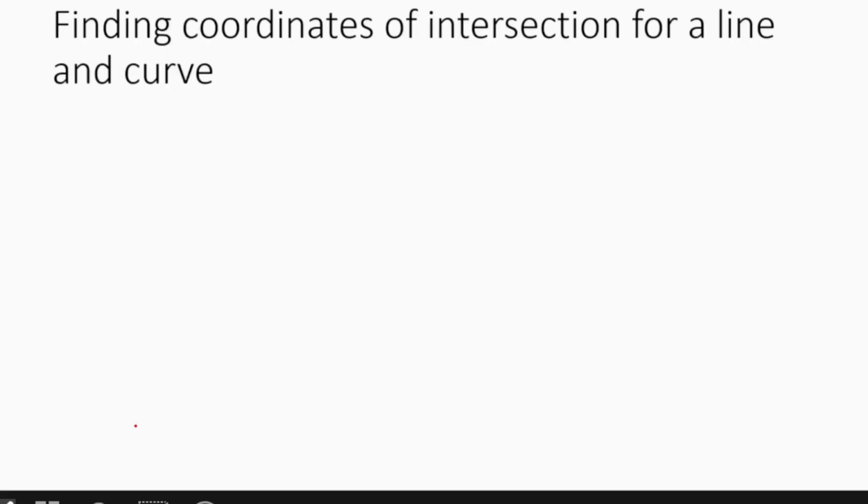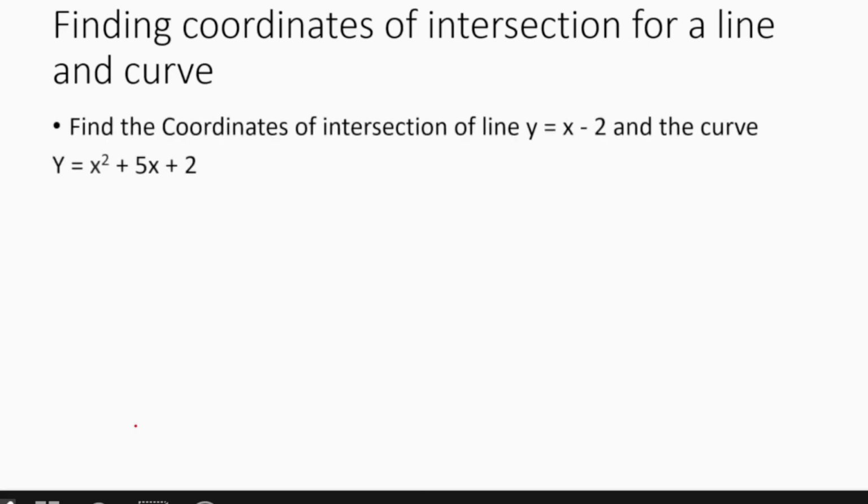So now let's take a question like this. Find the coordinates of intersection of line y is equal to x minus 2 and the curve y is equal to x squared plus 5x plus 2. Remember how we did the simultaneous equation? Now we are going to use that same concept over here.